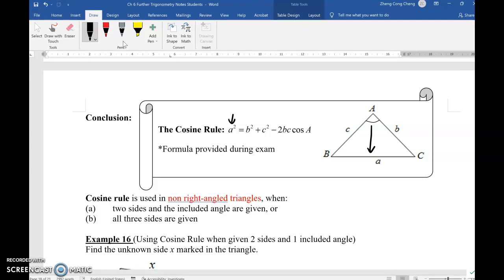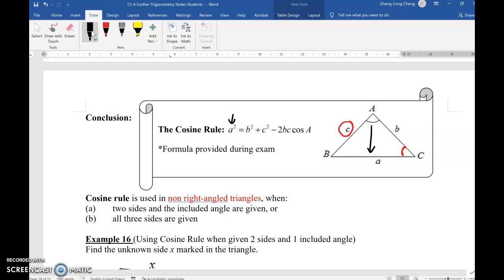So for example, if we are given this angle, then this side must be the one that's alone, and the other sides will be the b and c. It doesn't matter which is b, which is c.